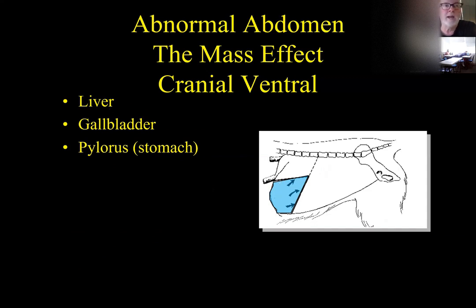So a hepatic mass is going to be the most common thing that could cause a mass effect in this part of the abdomen. Well, the gallbladder lives there too, so it could be something in the gallbladder. The gallbladder could get huge, could be obstructed. Possibly that could cause a mass effect in that area also. And then the pyloric region of the stomach also lives down there, could possibly cause a mass effect. Probably the most common one would be a hepatic mass or a liver mass.